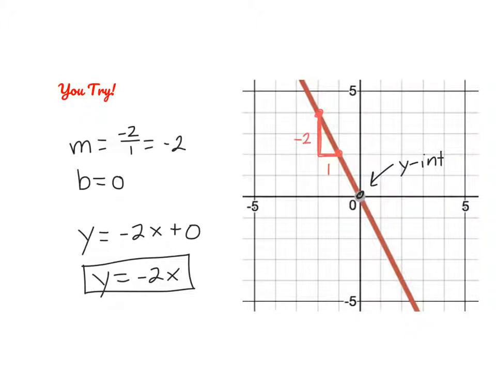All right, go ahead and check your answer. I can see here that my slope is -2/1. Make sure you have noticed that it is a negative slope. Now, -2/1 is just -2, so that's what we're going to use in our equation.